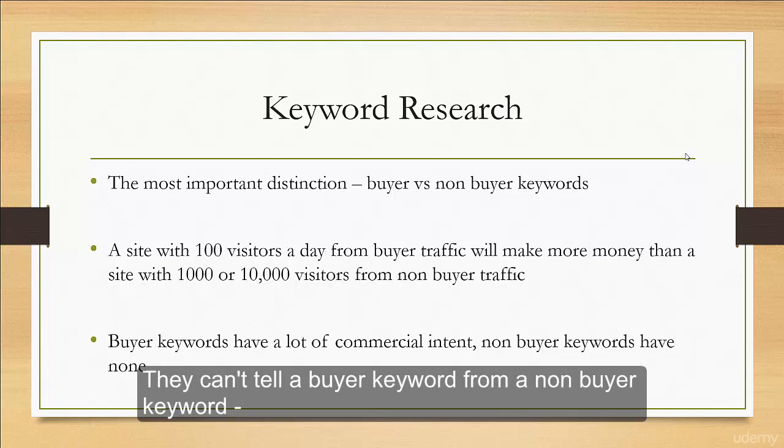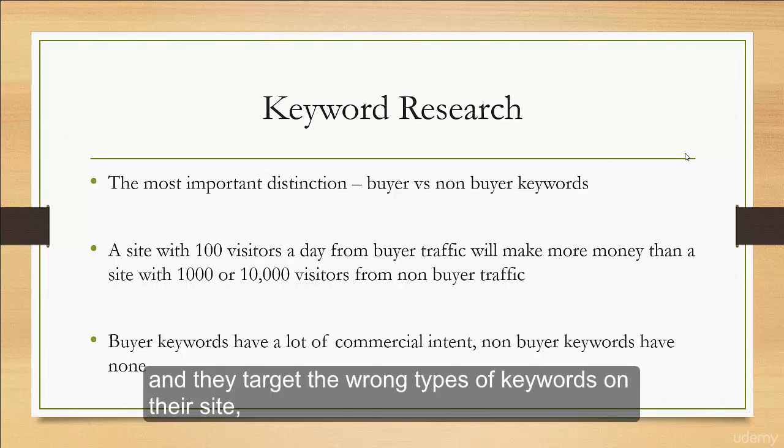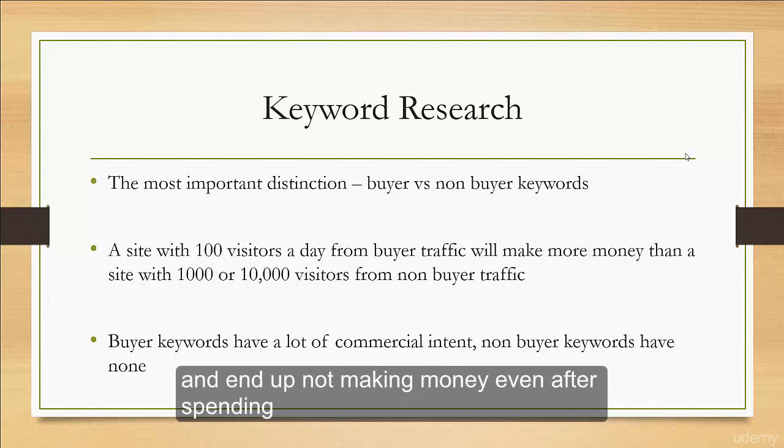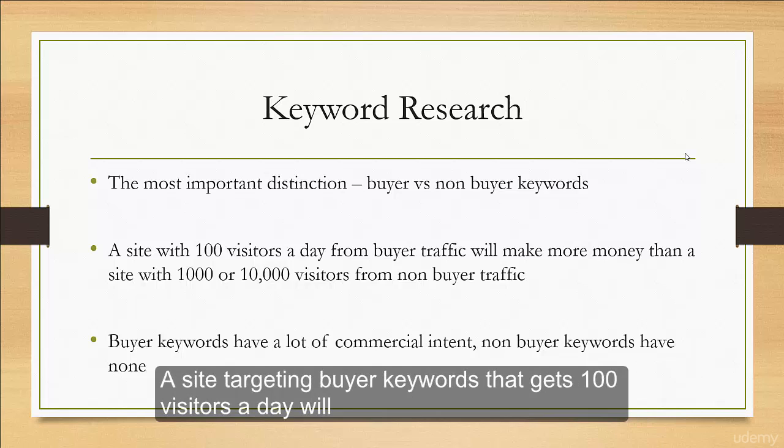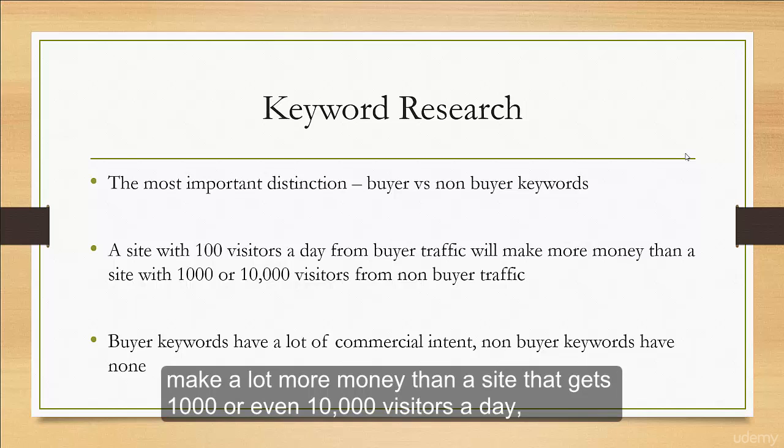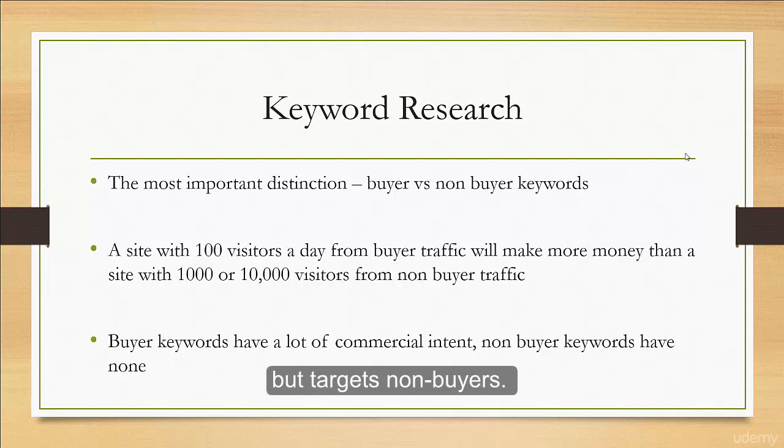The vast majority of folks attempting to build Amazon affiliate sites do not know this key distinction. They can't tell a buyer keyword from a non-buyer keyword, and they target the wrong types of keywords on their site, spend a lot of money and effort trying to rank them, and end up not making money even after spending several months creating content and hundreds, if not thousands of dollars in link building costs. A site targeting buyer keywords that gets 100 visitors a day will make a lot more money than a site that gets 1,000 or even 10,000 visitors a day but targets non-buyers.